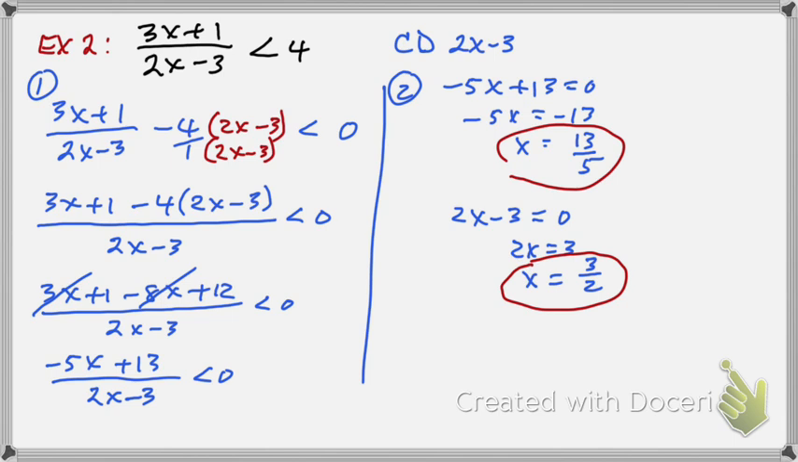Stop right there. Does that make sense? Always check. Is there something I know immediately that it can't be? Yeah, 3/2. All right, that's no big deal. So I get my number line, and I've got 3/2, open dot, and I've got 13/5. Can it be equal to 13/5?